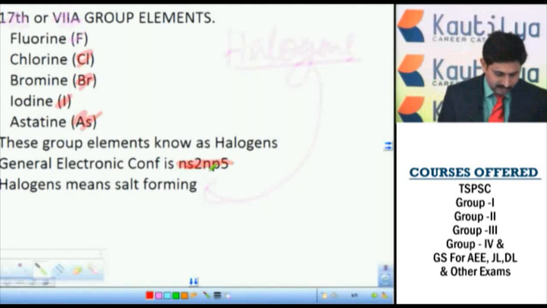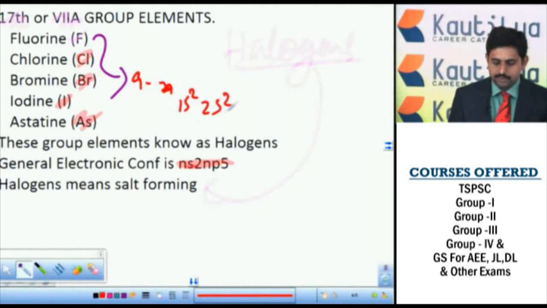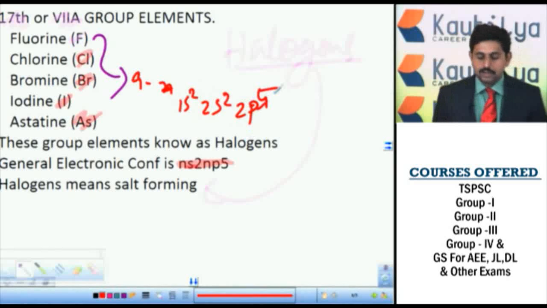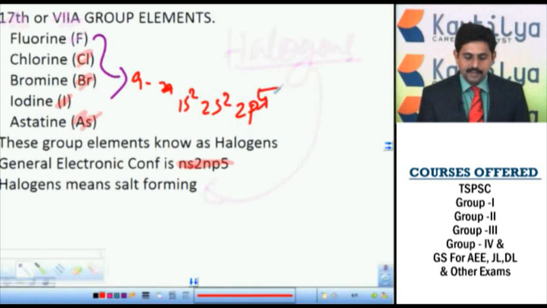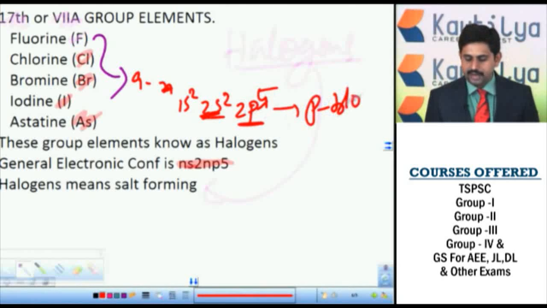If you observe this electronic configuration, for example, take fluorine. Fluorine's atomic number is 9. It can be written as 1s2, 2s2, 2p5. So here the outermost shell consists of 7 electrons, that is 2s2 2p5, right? The last electron, the differentiating electron, is entering the p orbital. So these are also considered p block elements, the complete right side.